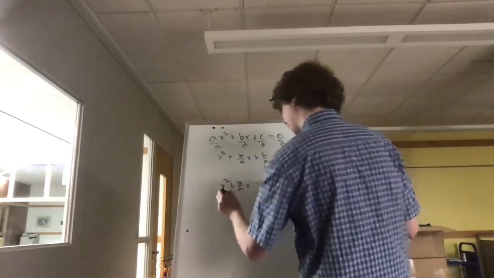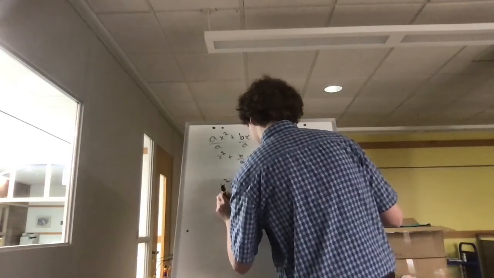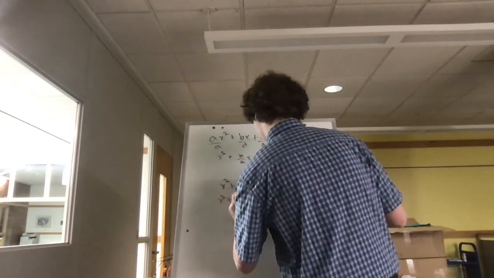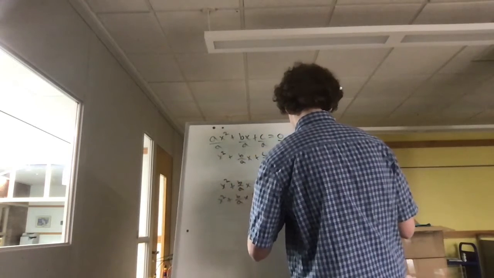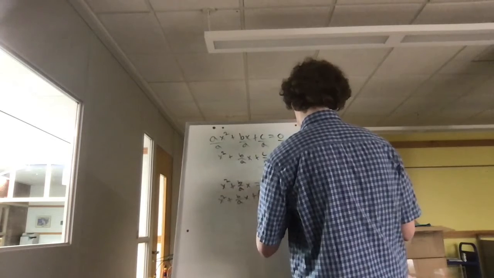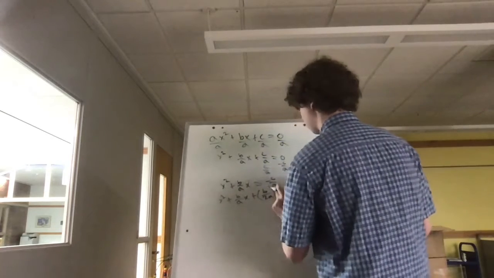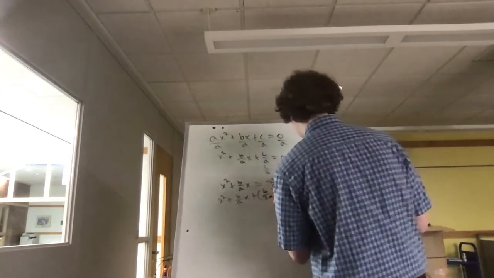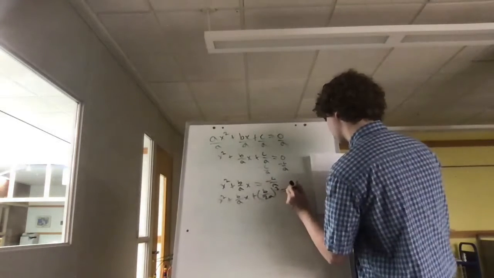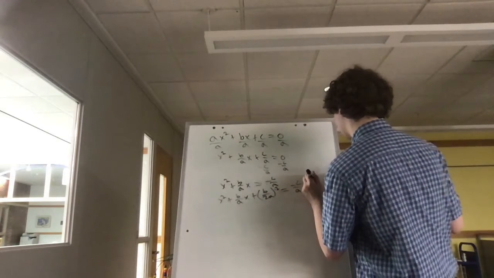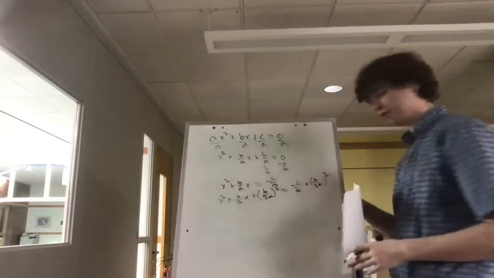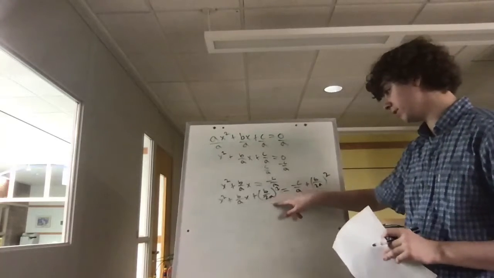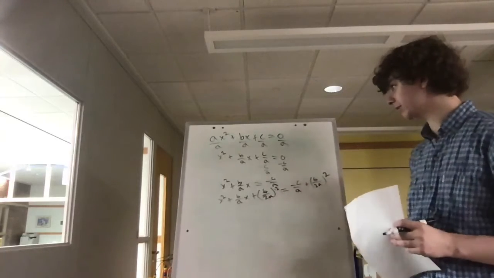So that'll bring us to x squared plus b over a x plus b over 2a squared. And it's kind of like adding this thing to both sides of the equation, b over 2a. So all I did was add b over 2a squared to both sides of the equation.